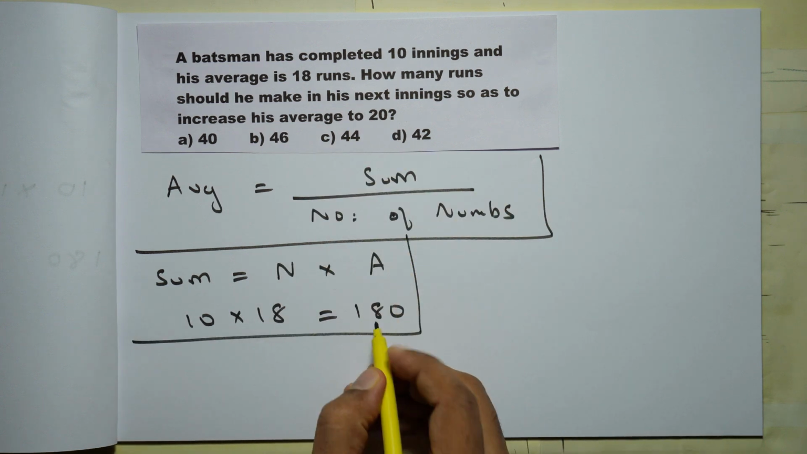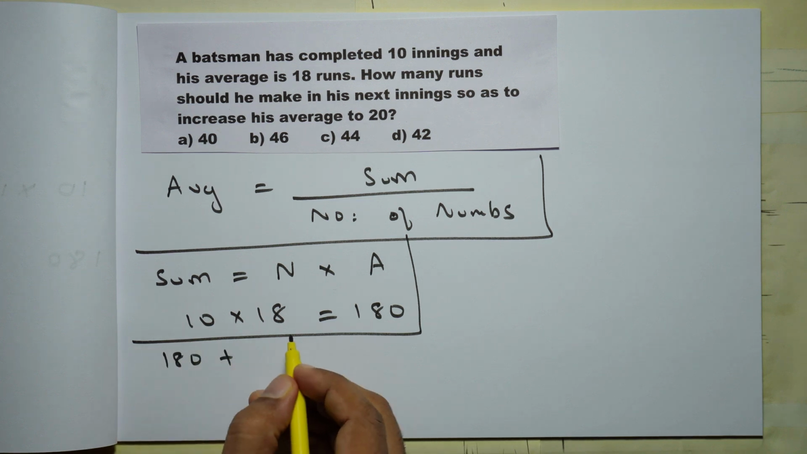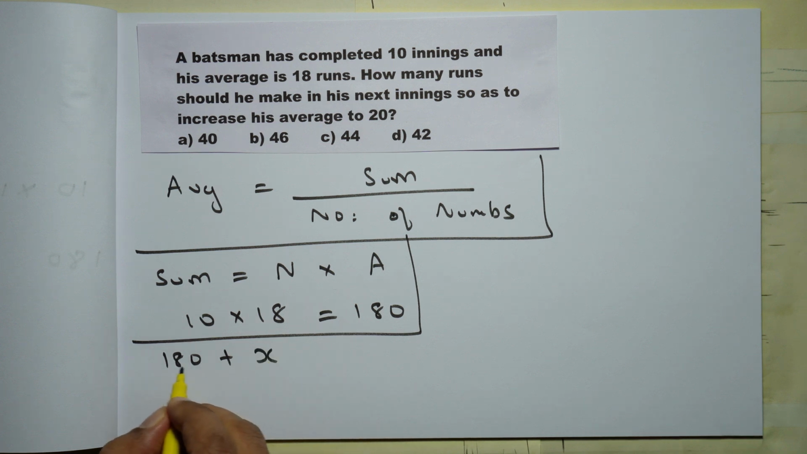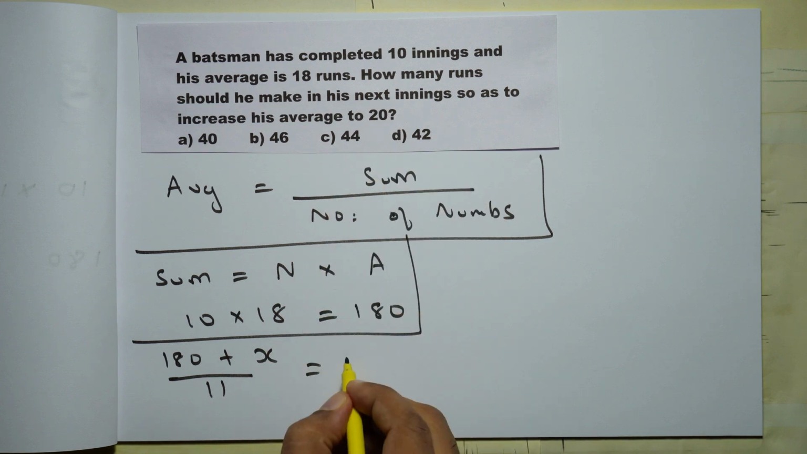So in the first 10 innings he has made 180. Now in the next innings, that is the 11th innings, we will assume that he scores X. So this will be the total that he made in the first 11 innings. So total number of runs by number of innings, which is 11, and this average should be 20.